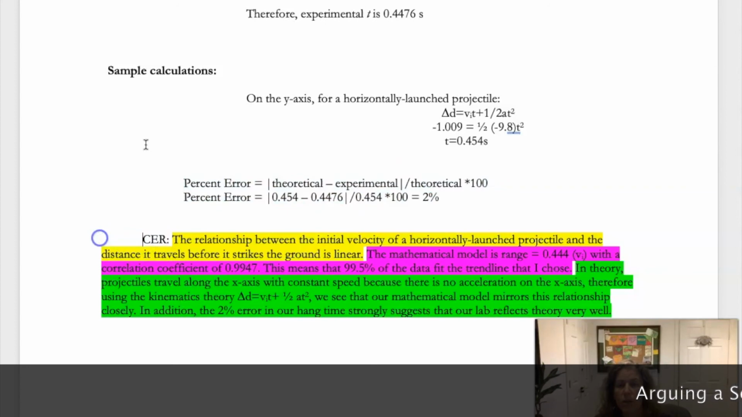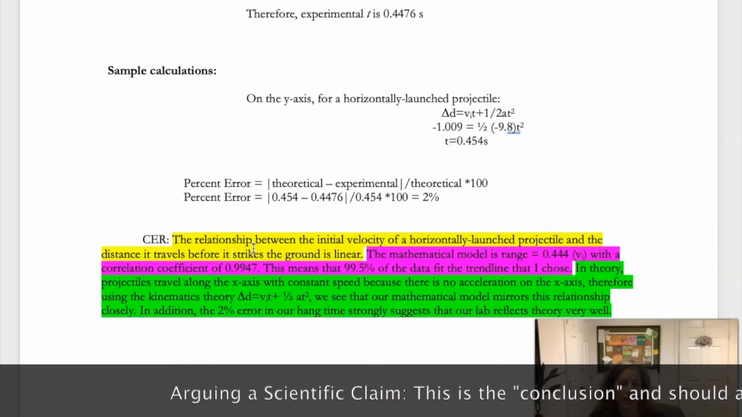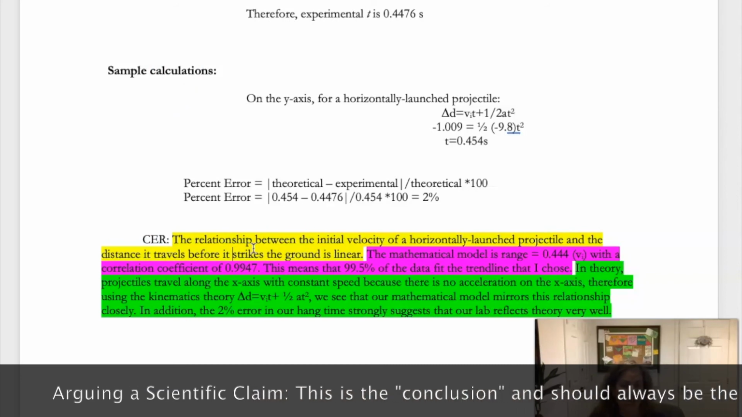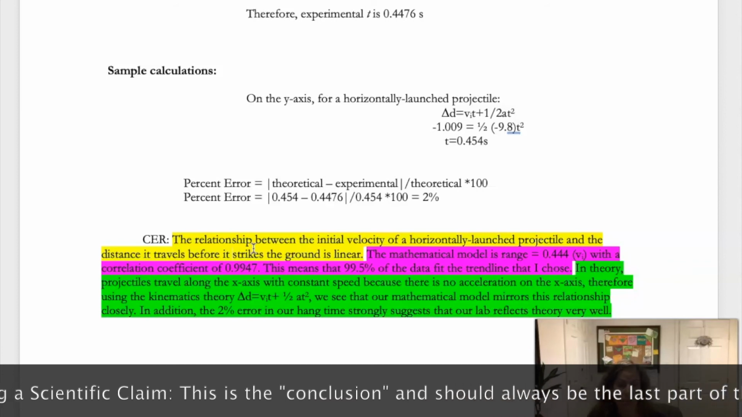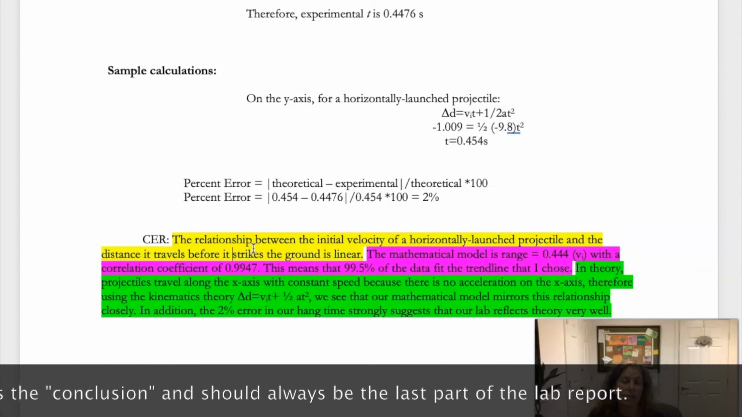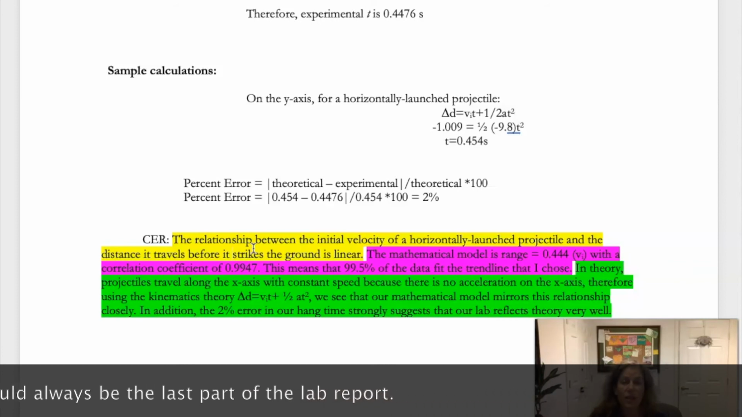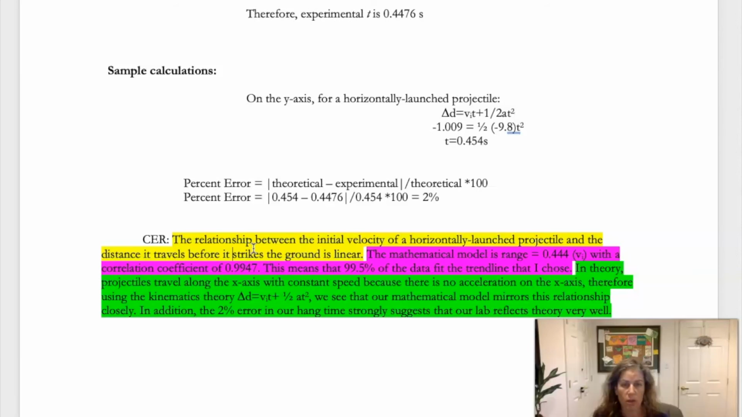Last part, let's talk about the CER. So I highlighted it because the yellow is your claim, and the claim becomes really easy to write if you're answering the question, what is the relationship? Well, the relationship between the initial velocity of the horizontally launched projectile and the distance it travels before it strikes the ground is linear. Done. Okay. You can also say it's direct. That's fine also. Those are synonyms, but you don't need both. Okay, one or the other.